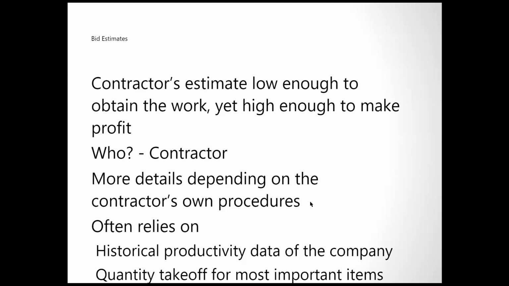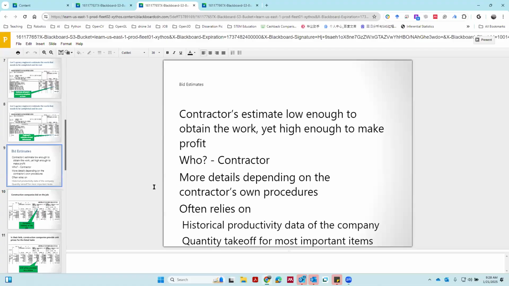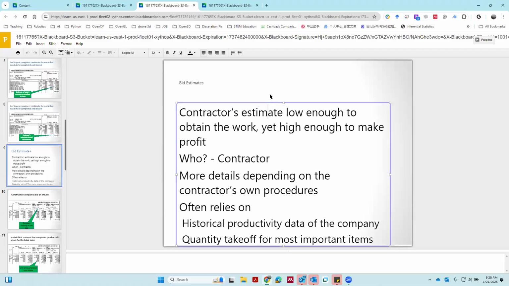The contractor's bid has to be low enough to win a project, but yet high enough to make a profit. So you need to make that determination. The contractor's detail estimate is provided by the contractor. It's more detailed and depends on the contractor's own procedures, right? It often relies on its history data.